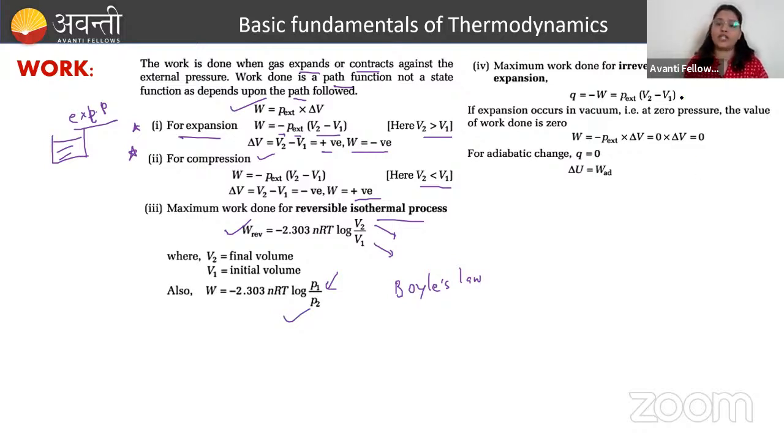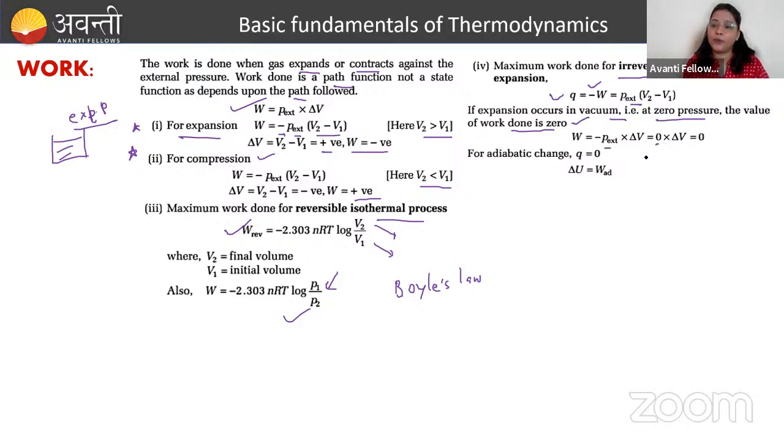If our reaction is not reversible, but it is an irreversible isothermal expansion, then what is going to be the work done? Here Q is equal to the work done for the given isothermal expansion, which is P external into V2 minus V1. If the expansion is in a vacuum, at zero pressure, then the value of work done will be zero, because the external pressure will be zero.